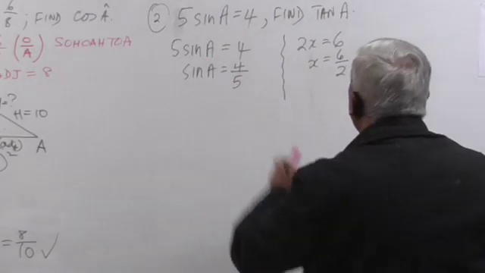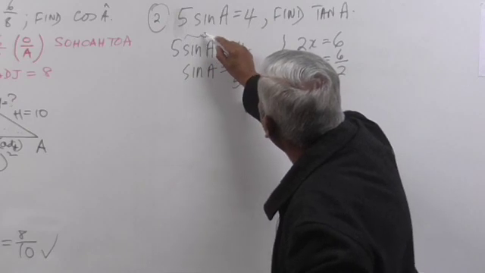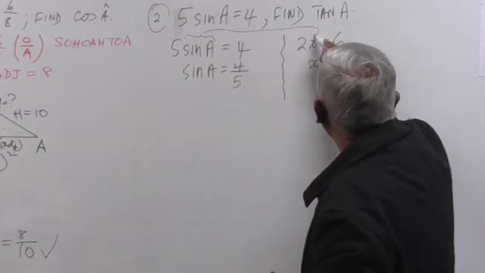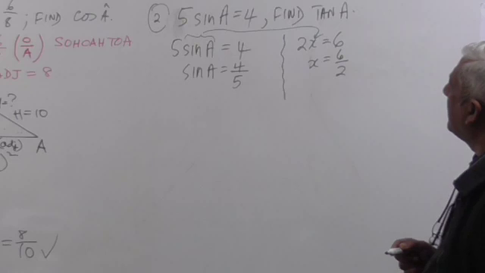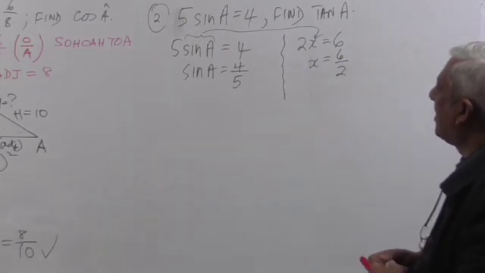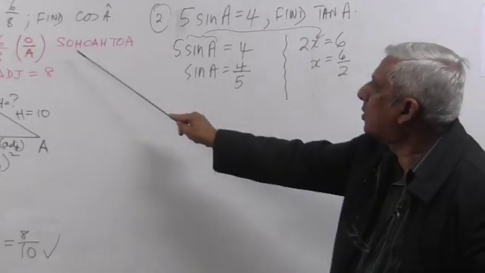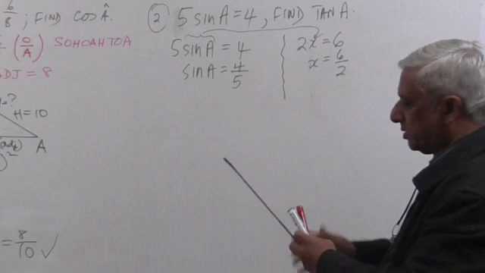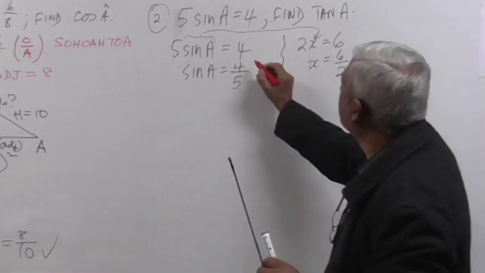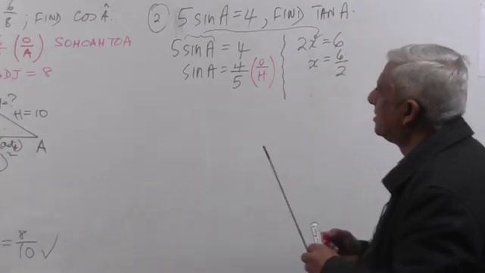So sine A, this whole thing is just like x. The whole of sine A is just like x. Okay, so now sine A is 4 over 5. Again, we work backwards. We work from SOHCAHTOA. Sine is opposite over hypotenuse. So this is opposite over hypotenuse.